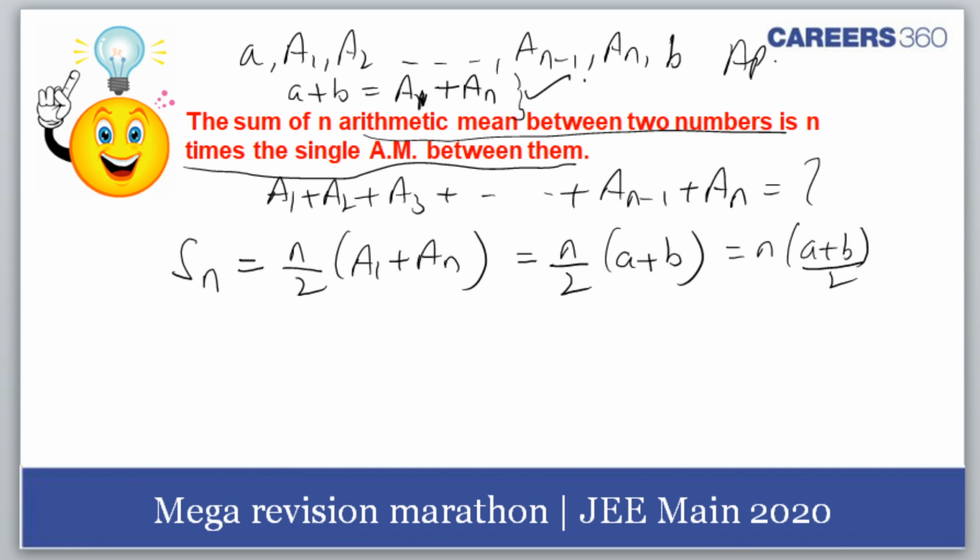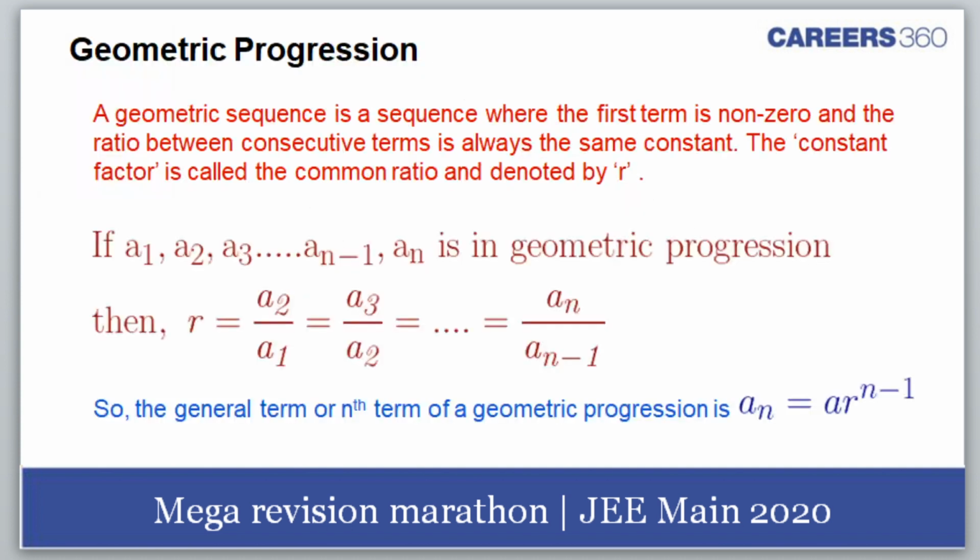Then we come to geometric progression. A geometric sequence is a sequence where the first term is non-zero and the ratio between consecutive terms is always the same constant. The constant factor is called the common ratio and denoted by r.